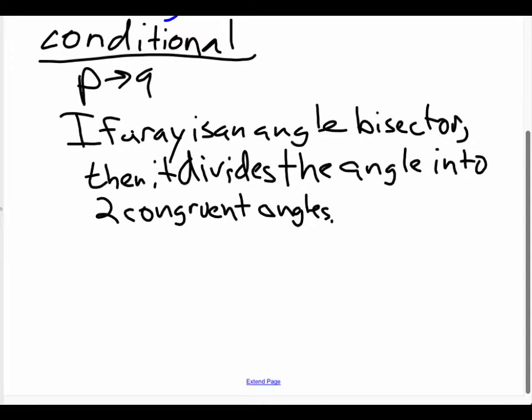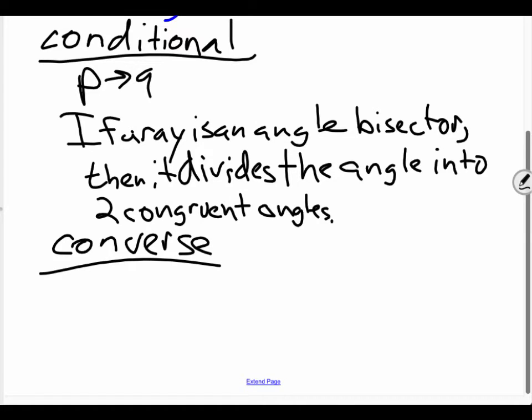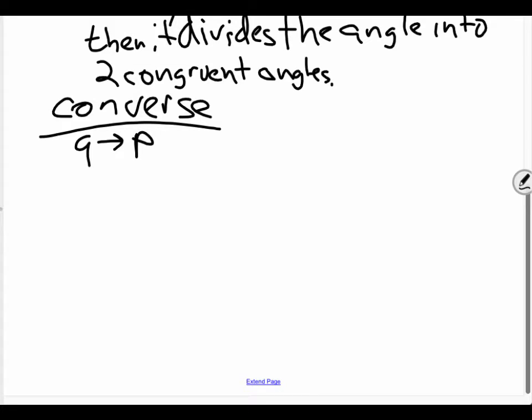So the next thing is we want to see if we can write a biconditional statement. Before I even bother writing the biconditional statement, I need to verify if it is in fact biconditional. How do we verify that? We do the converse. The converse is we're just flip-flopping Q and P, so now Q implies P. How do I write that? If a ray divides an angle into two congruent angles, then the ray.